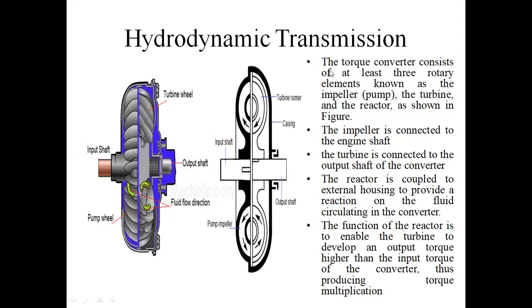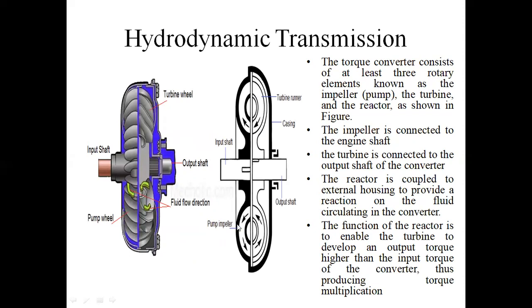Now I will explain this theory. The torque converter consists of at least three rotary elements. The first is the impeller, the second is the turbine, and the third is the reactor, as shown in the figure. Here, this pump is the impeller. The second one is the turbine. The third one is the reactor. The reactor controls the flow direction. This is the function of the reactor.